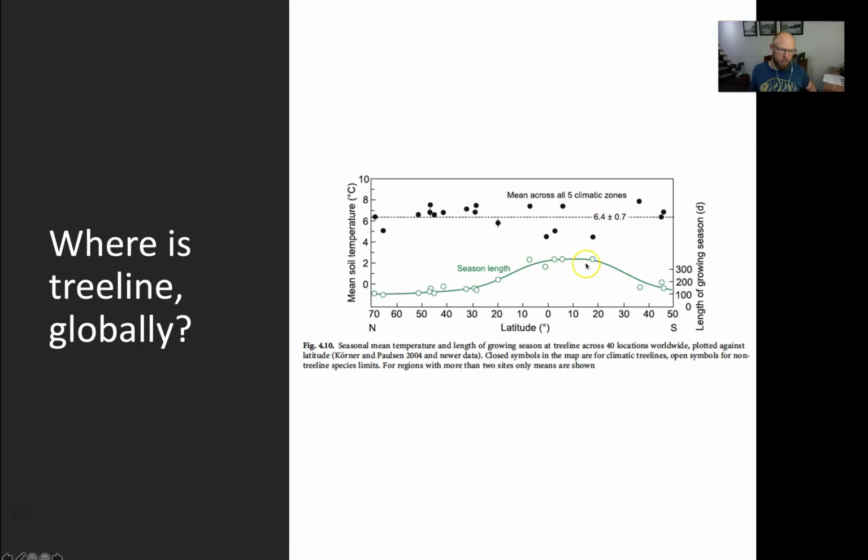And what's cool is that works regardless of the length of the growing season. You see this bump in growing season length near the equator. It doesn't change this relationship. So it's not how long plants have to grow, it's that temperature threshold that's really driving where tree line occurs. And that's the explanation, and I'm done.